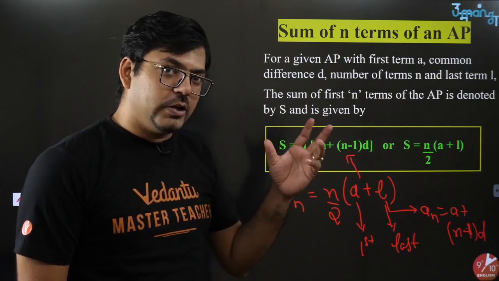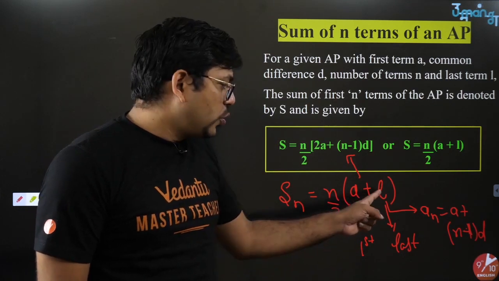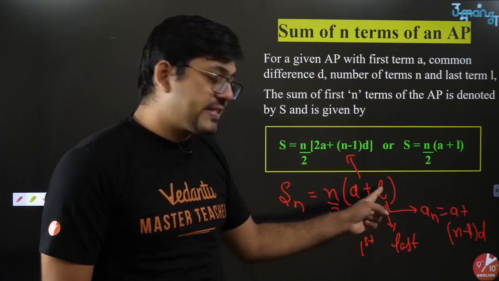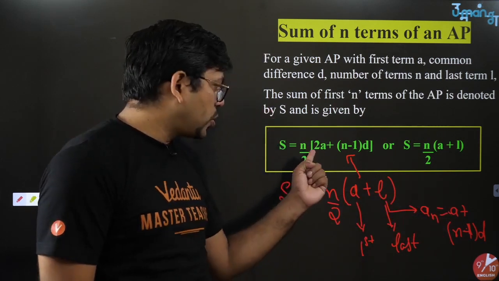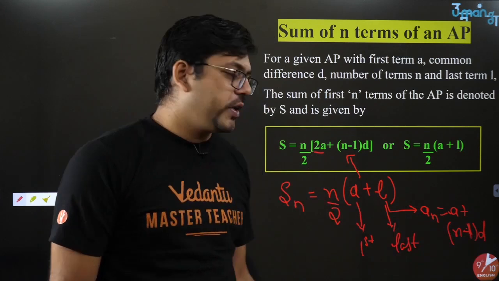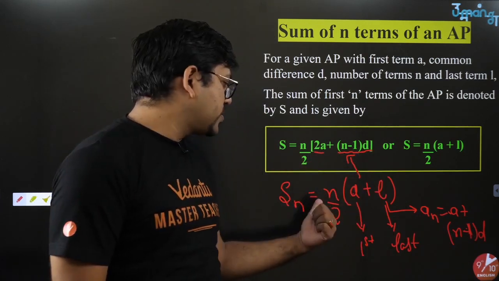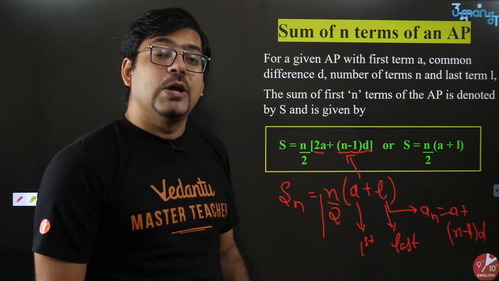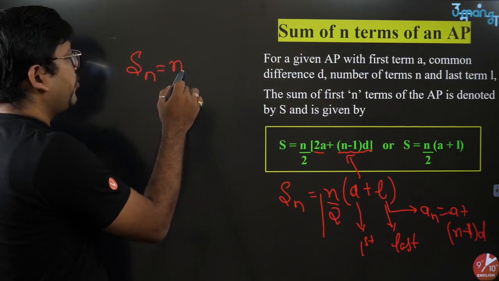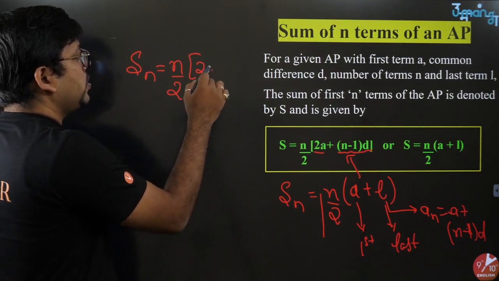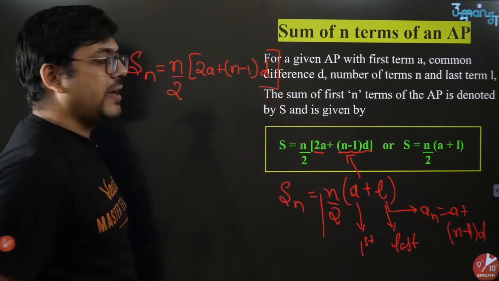How? Just do it in your mind, you don't even need a pen and copy. One a is already there. You will have an additional a because of this l, the last term. So a plus a will become 2a, and then n minus 1 into d. And n by 2 outside is still there. So you actually got one more formula for the sum of n terms, which is n by 2 into (2a plus n minus 1 into d).